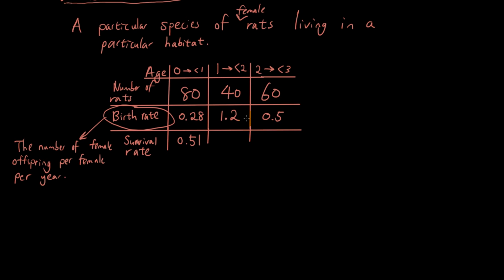Let's keep going. Let's say in this age group, 1 to 2 years old, out of the 40 rats, 0.81, so 81% of the 40 rats, will move on to the next age group. And because we are assuming that the oldest rat is going to be less than 3 years old, no one from here is going to move on to the next age group, because there is no next age group.